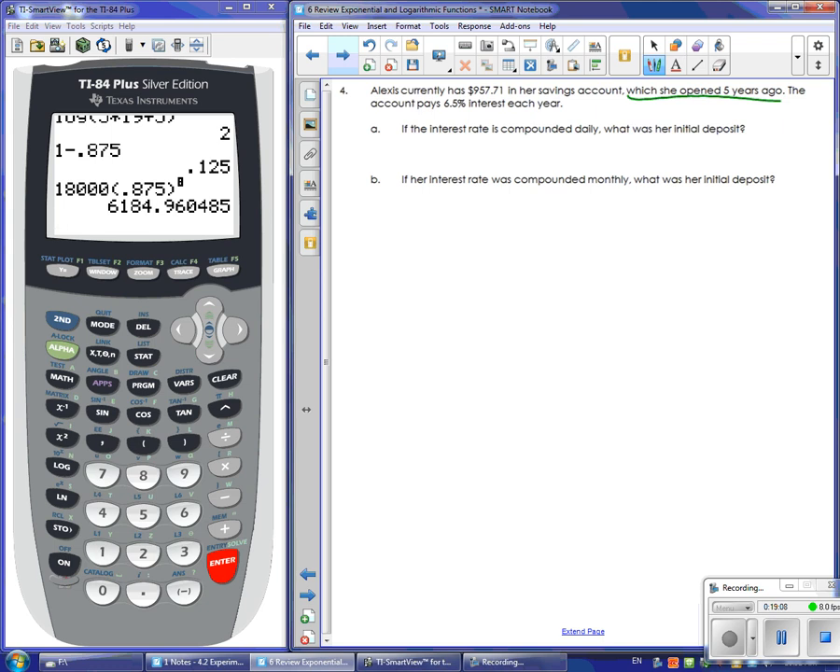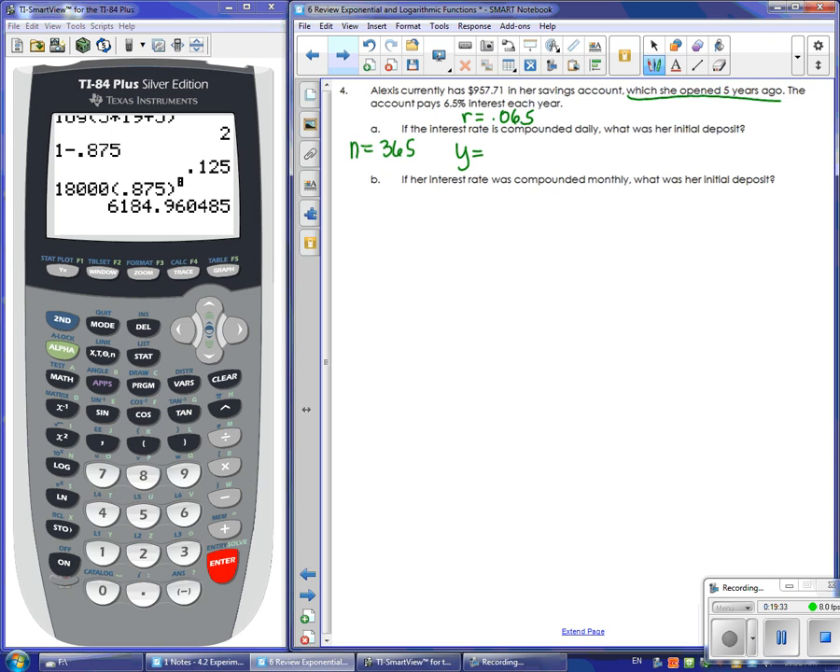So we do have to remember to change the 6.5 to a decimal, which means that we have to move the decimal place over 2 units to the left to make it 0.065. If the interest rate is compounded daily, what was her initial deposit? So daily means that we're going to have to use our formula that involves the n, and it means that n is 365.